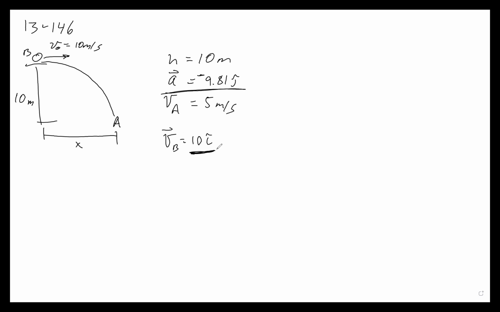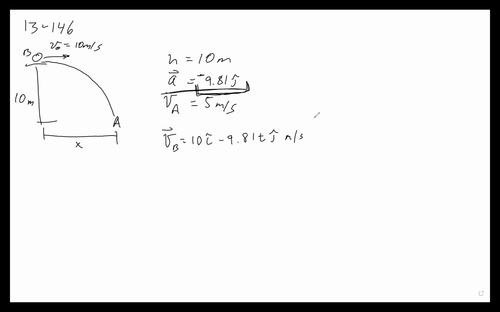Then we have the j hat direction, and in order to get the j hat direction velocity, we're going to integrate the acceleration that only has a j hat term. If we integrate the negative 9.81, then we'll get negative 9.81 t, and this is in the j hat, and now this is meters per second.